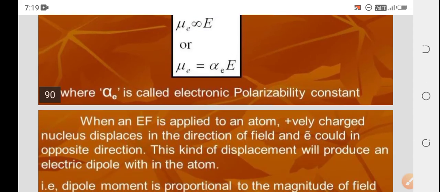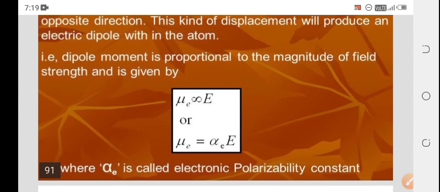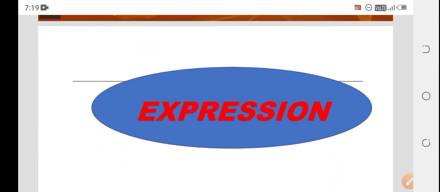When an electric field is applied to an atom, the positively charged nucleus moves in the direction of the field. This is about the electron. Alpha is the electronic polarizability constant, E is the electric field, and mu_E is the dipole moment of electronic polarization.